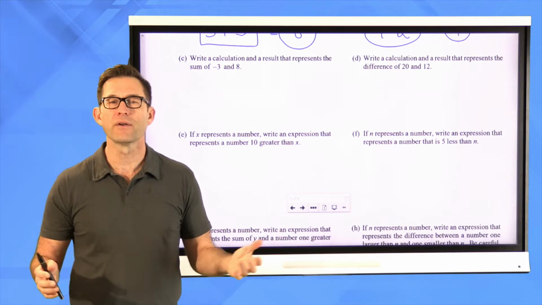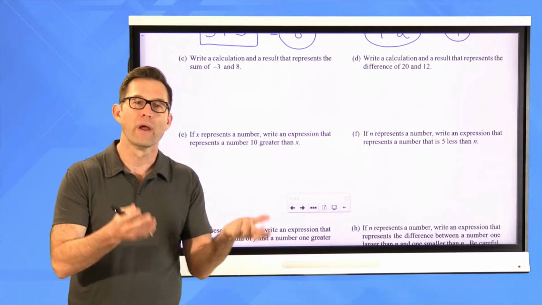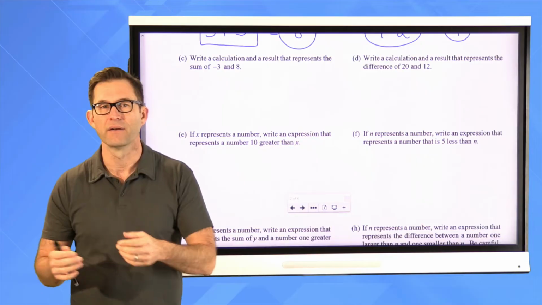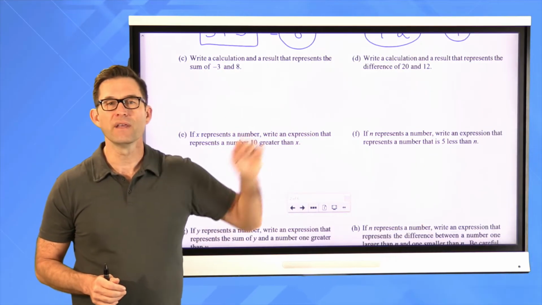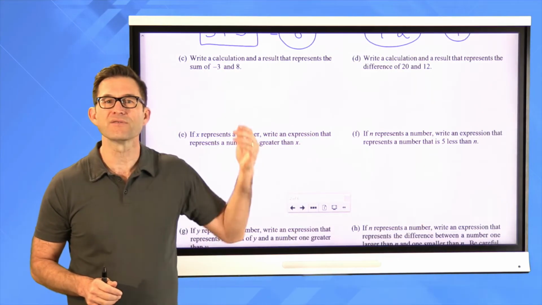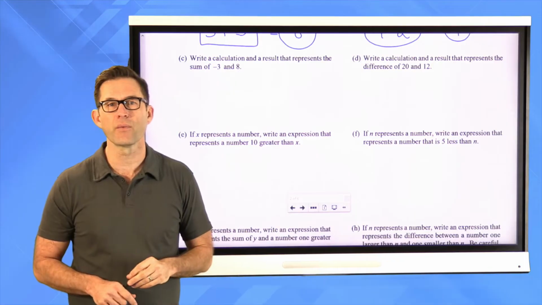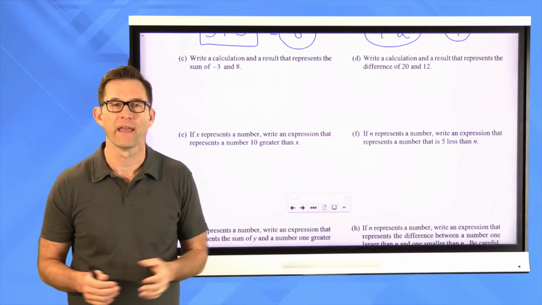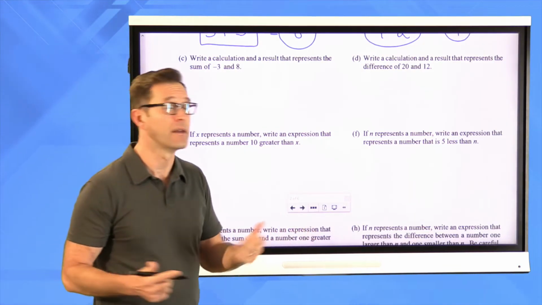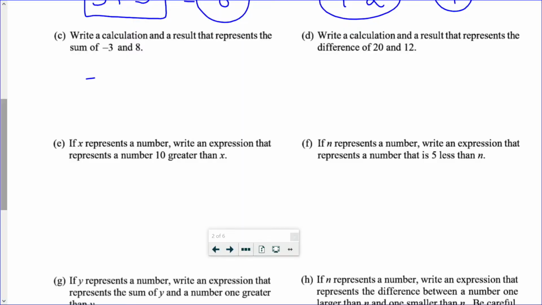Now, letter C and letter D, right? Letter A was a number greater than, a number less than, right? Letter C and letter D are almost more straightforward. Letter C says, write a calculation and a result that represents the sum of -3 and 8. Well, that is literally -3 plus 8, right? The sum of. That just implies that we're adding, right? So there's my expression, -3 plus 8, and that's obviously equal to 5.